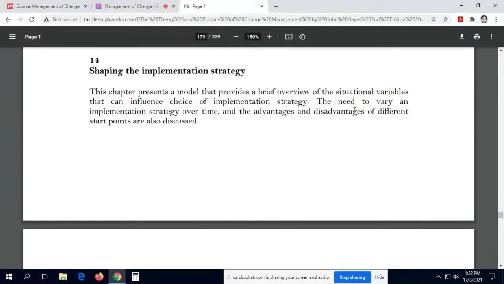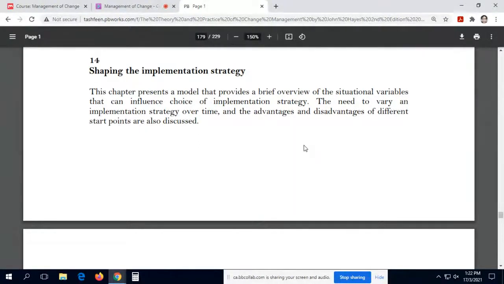This chapter is very short but extremely important. Why is it important? Because it is going to talk about the implementation strategy. So yes, you have thought about change and all of those things, but what should be the mechanism? What are some of the pointers you should think about as you implement the strategy, implement the change which you are thinking about?